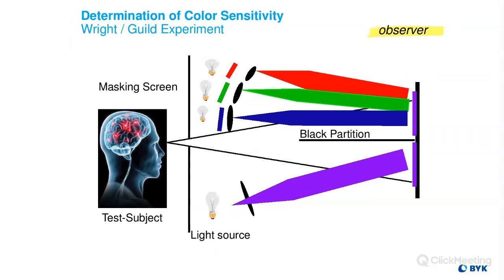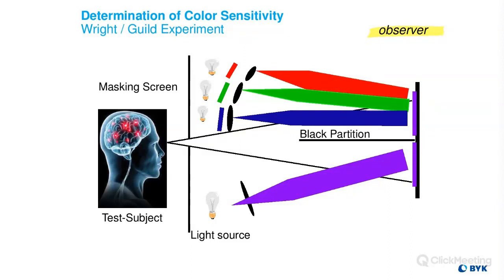So in order to fully understand the observer, how we see color, this experiment was designed to ascertain the precise sensitivities of those different cones in our eye. And the way this experiment went was you would have an observer, a test subject, behind a masking screen. And this test subject could only see through a thin slit. And that was important. I'll get to why in the next slide.